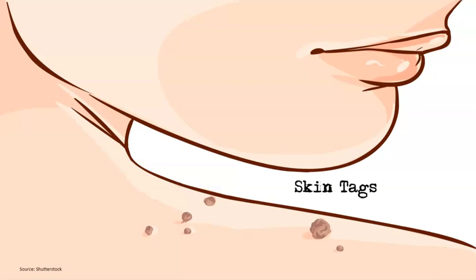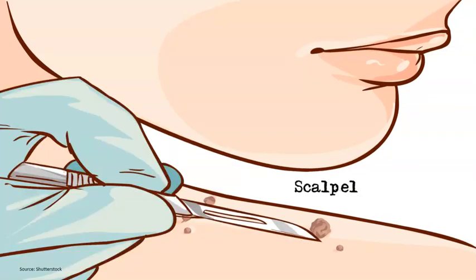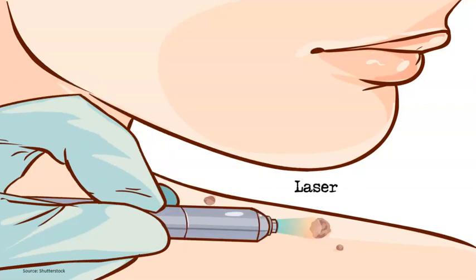Skin tags are tiny, benign protrusions most commonly seen on the neck, face, armpits, and groin. How does a physician remove skin tags? We will discuss several methods used for this procedure. One way to remove skin tags is by using a scalpel to cut it off. Carbon dioxide, known as CO2, is laser therapy, where a light-based energy is used to excise the skin tag.